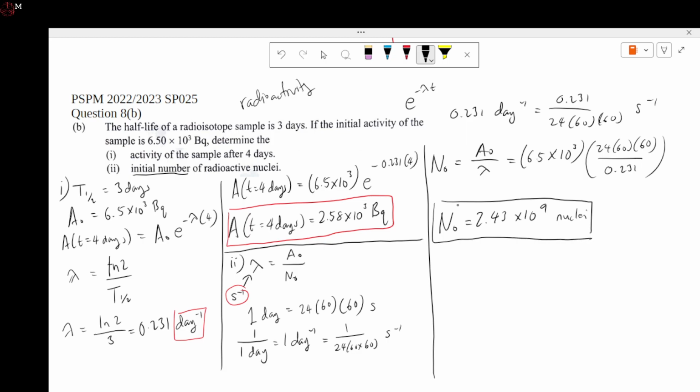Bear in mind that when you use this particular equation, the equation that relates the number of particles and activity, lambda must be in per second.